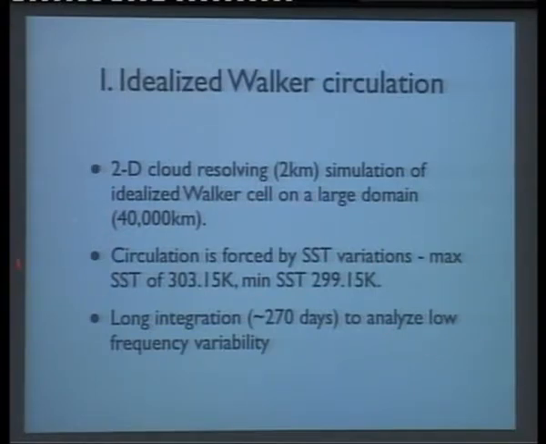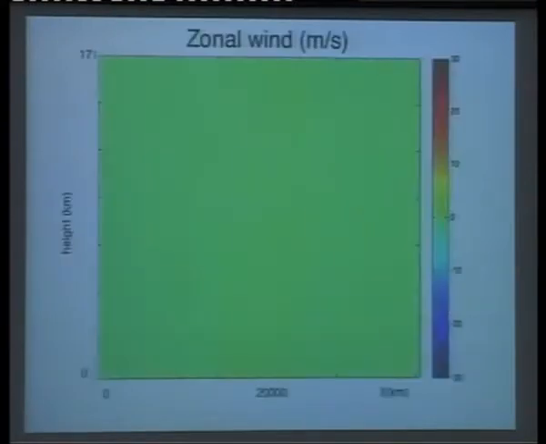And then to get a planetary scale circulation, we make a very simple setup where we put an SST fluctuation at the surface, with a maximum SST of 303 Kelvin at the center and colder water on the sides. And we perform a fairly long integration over a few hundred days to look at what happens and get a nice steady state in the variability.